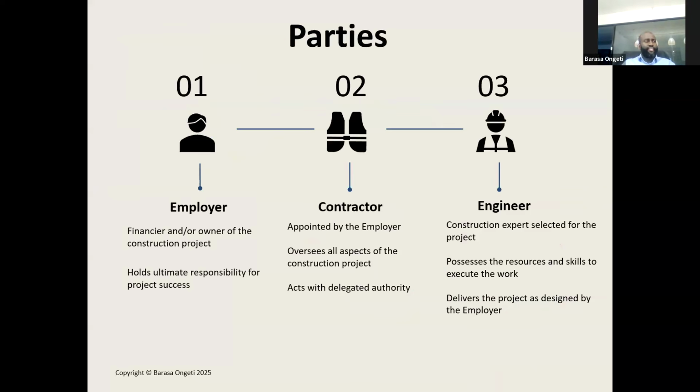The parties, we spoke about this last time. We have employer, contractor, and engineer. The financier is the employer. Of course, they own the project and they are ultimately responsible for its success. You have the contractor who is employed by the employer and does the entire construction and acts with delegated authority. The engineer is a construction expert. The engineer is not part of the contract. He's not a party to the contract, okay? Remember that. The parties are number 1 and number 2. But the engineer is an expert, yourselves, selected for the project, and you possess the resources and skills to oversee the work, and you deliver the work as designed by the employer. Now, designed by the employer here means sometimes the engineer is the guy who's actually designed under the employer, right?